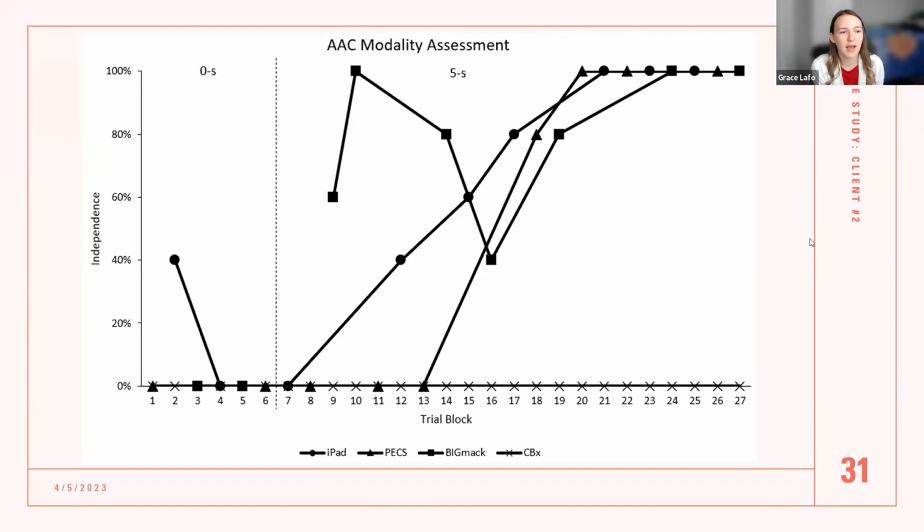But after that, he had 100% mastery, 100% independence across all three modalities. So if he has 100% independence across three modalities, how can we make a final decision? Sometimes we would look at challenging behavior, which is the little X's on the x-axis. We did not see any challenging behavior throughout the assessment, so that didn't give us any information. Next slide, please.